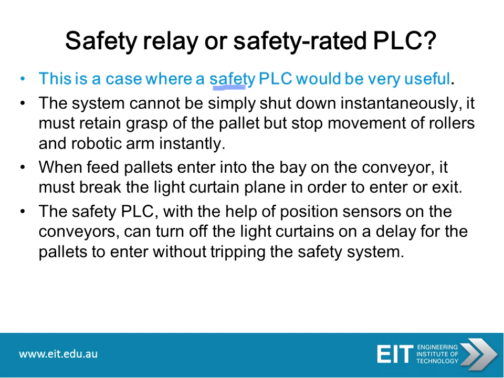So this is a case where a safety PLC would be very useful, because your system cannot simply be shut down instantaneously. It must retain grasp of the pallet, but it must stop movement of rollers and robotic arm instantly. So you can see that it becomes more complex than the first example. When the feed pallets enter the bay on the conveyor, they must break the light curtain plane in order to enter and exit. The safety PLC, with the help of the position sensors on the conveyors, can turn off the light curtains on a delay for the pallets to enter without tripping the safety system.